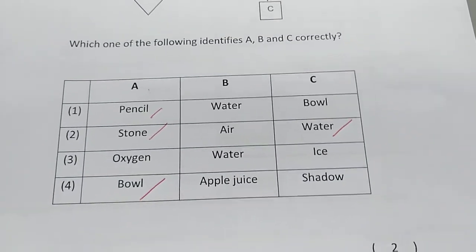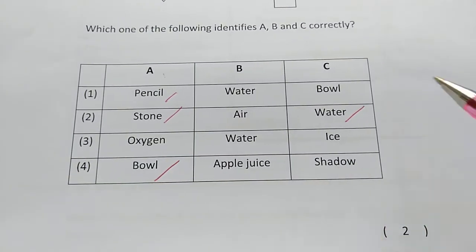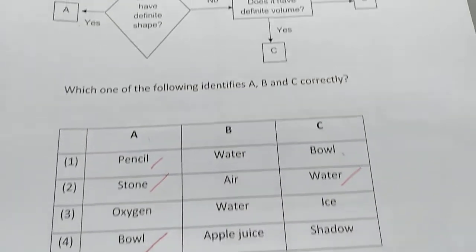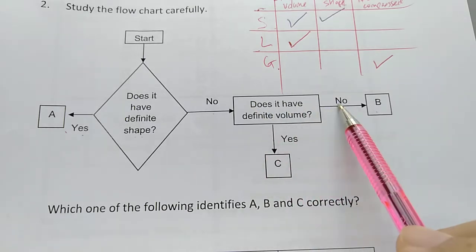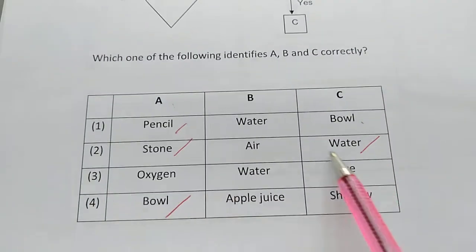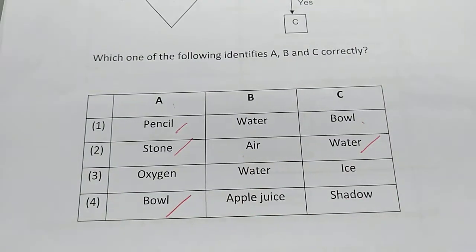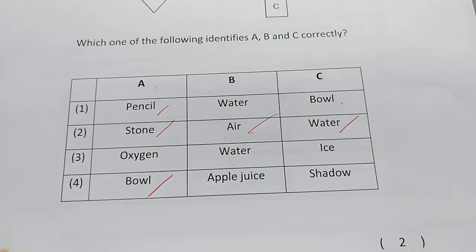It's 2. Now, shadow is a non-matter, bowl is a solid. That's a triple check. So B therefore has no definite shape, no definite volume. B must be a gas. So air is a mixture of gases. So answer is number 2. Next.